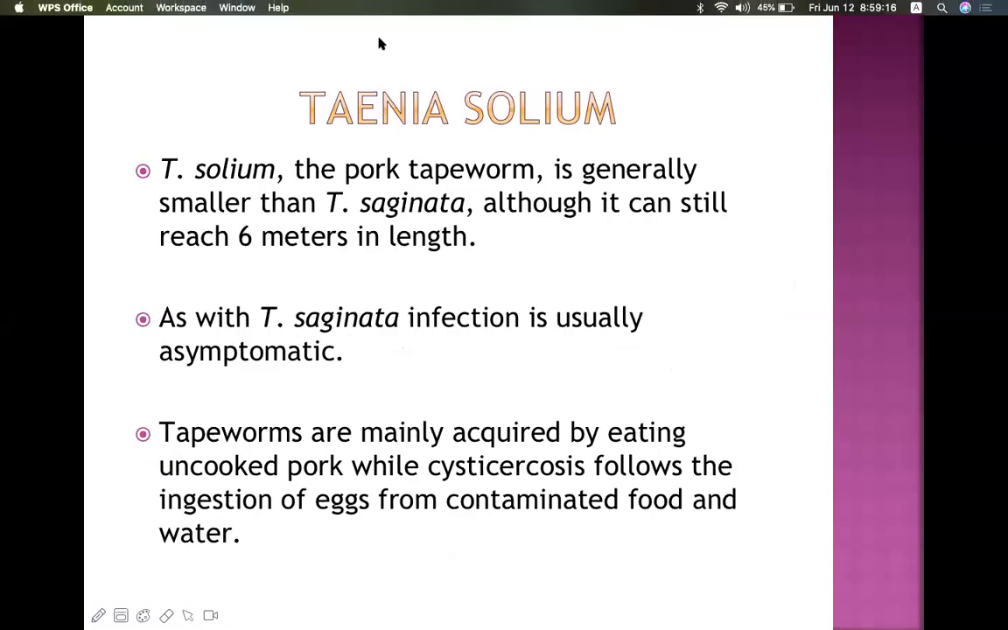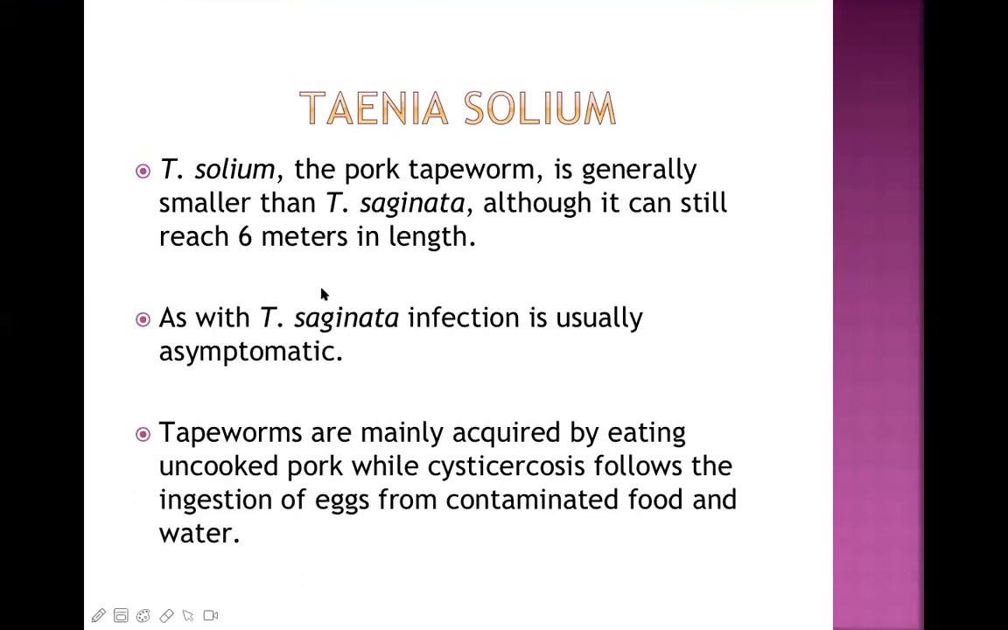Now we are entering the most important part of this lecture, that is Taenia solium. If any question comes from here, it comes from the Taenia solium part. They are called the pork tapeworm. They are generally smaller than Taenia saginata, or the beef tapeworm, although they can still reach 6 meters in length. Now, very interesting data: our small intestine is also 6 meters in length, so it can fill the whole small intestine.